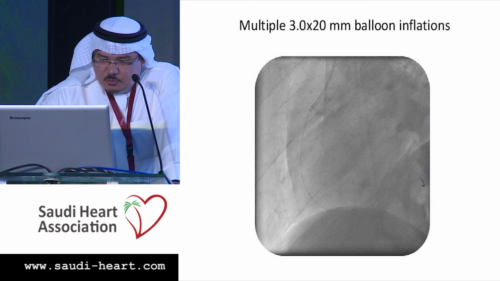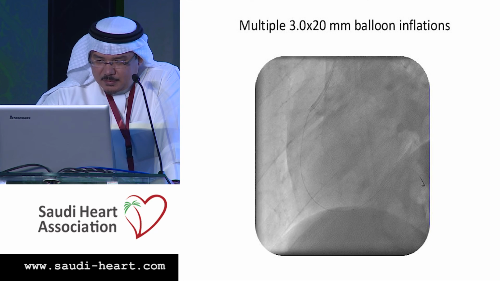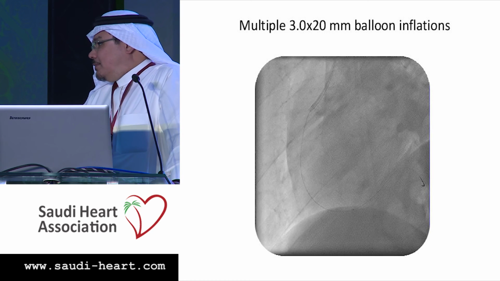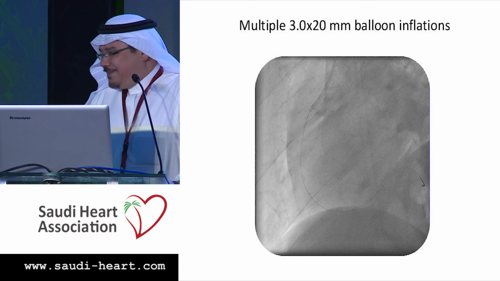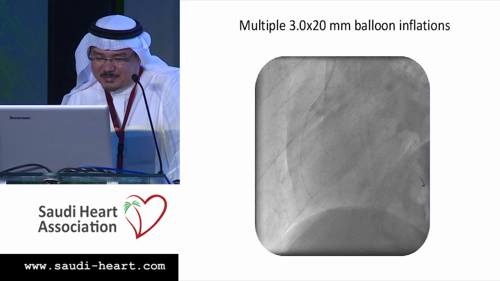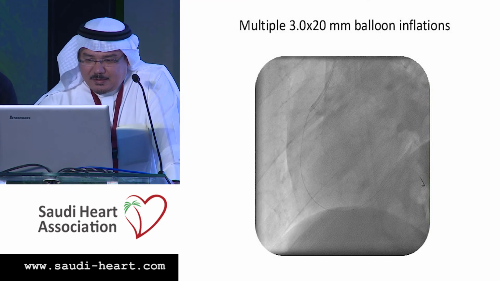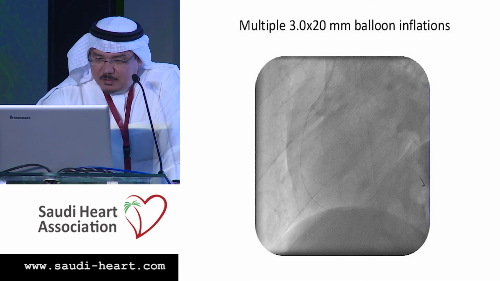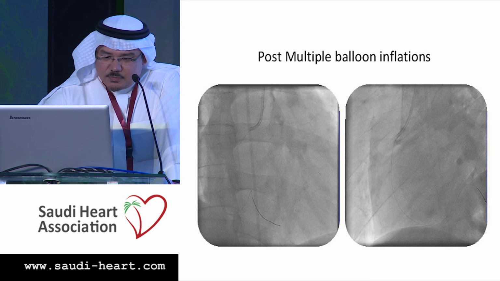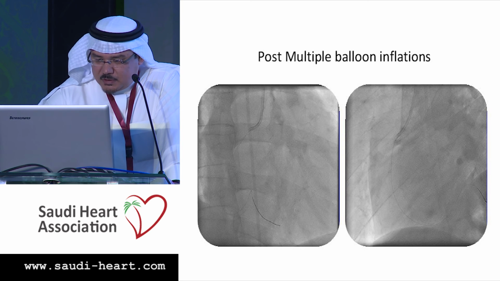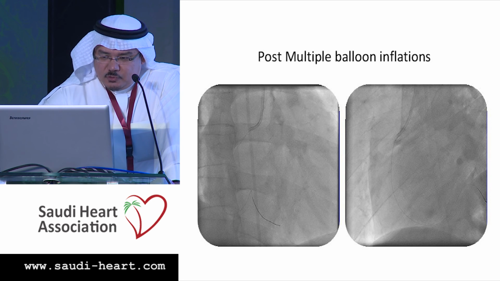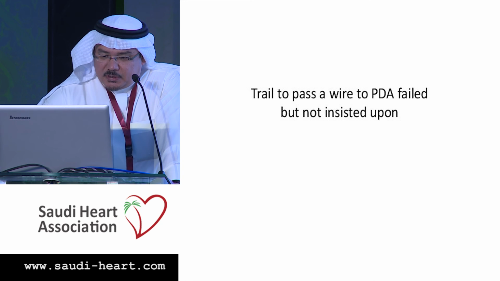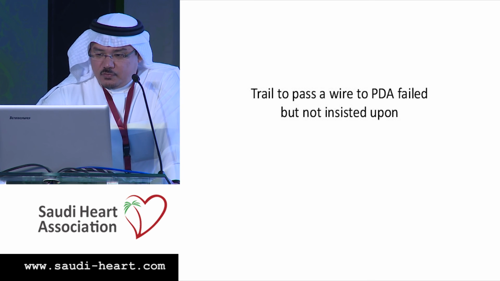So I used a 3.0 by 20 balloon. I did multiple inflations. And this is post multiple balloon inflations. The distal posterolateral branches are appearing, but the PDA doesn't appear. I tried to recanalize or to repass a wire in the PDA, but I failed. But I did not insist much on that.